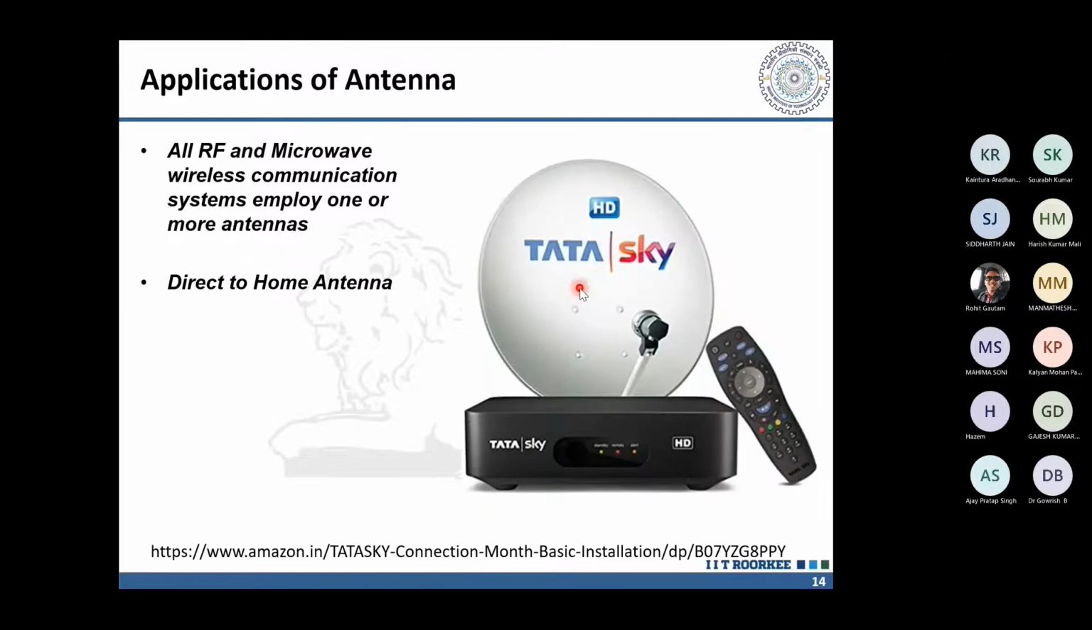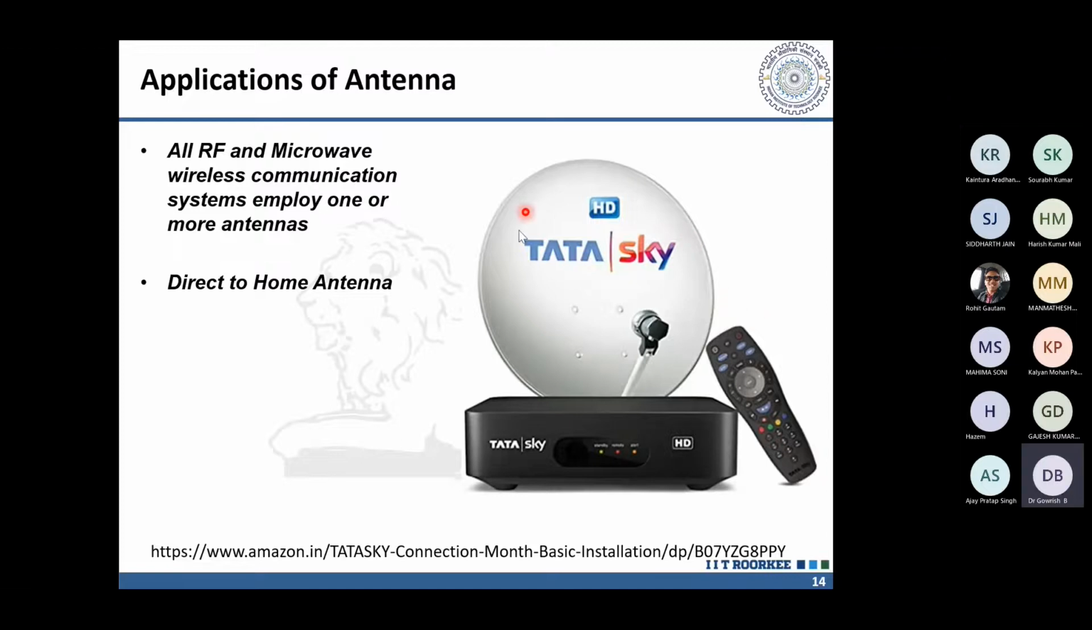And then we have the direct to home antenna, which has revolutionized cable television. I think all of you may be having the parabolic dish antenna used for direct to home television connections. And here there are two antennas. If you see, one is a parabolic dish antenna for receiving the satellite signal, and you will have a monopole antenna in a wireless remote. So there are two antennas used in a single product, which is a very encouraging sign for an antenna engineer.